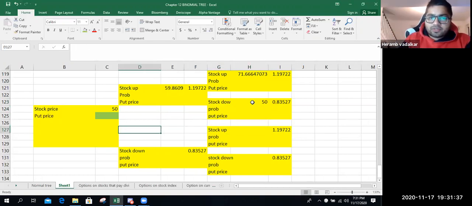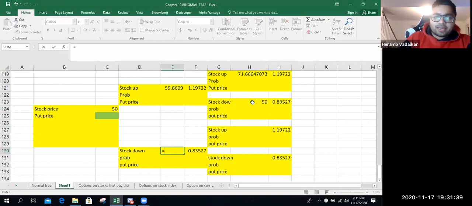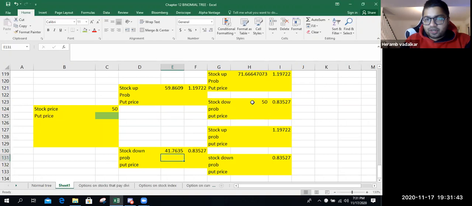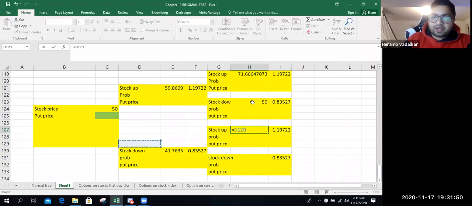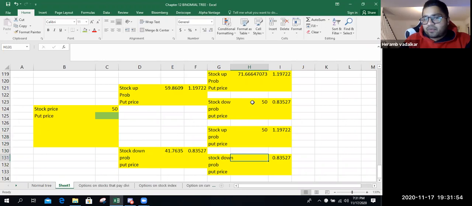If stock moves down from 50, it will go to 50 times 0.83. From 41, if it moves up, it will move up by 41 times 1.19. If it moves down, it will be 41 times 0.83. So moves up, moves up, moves up, move down, up, moves down, down.